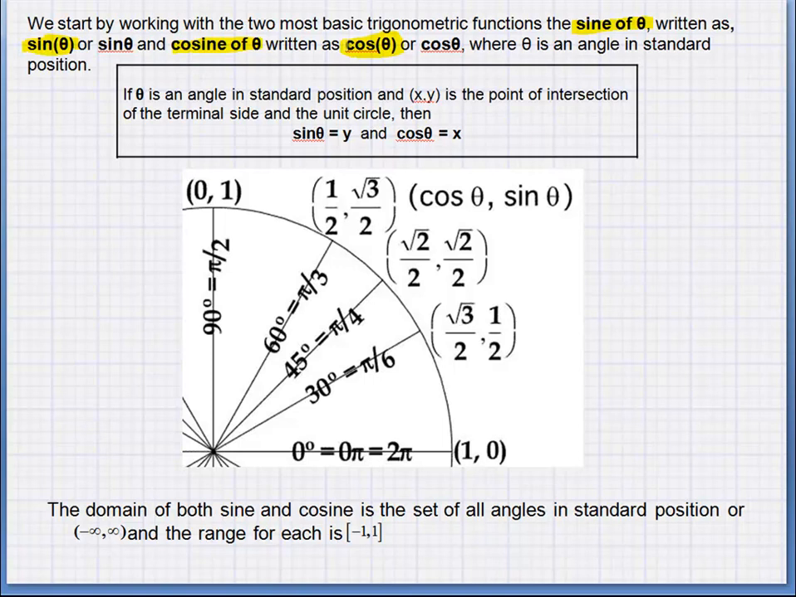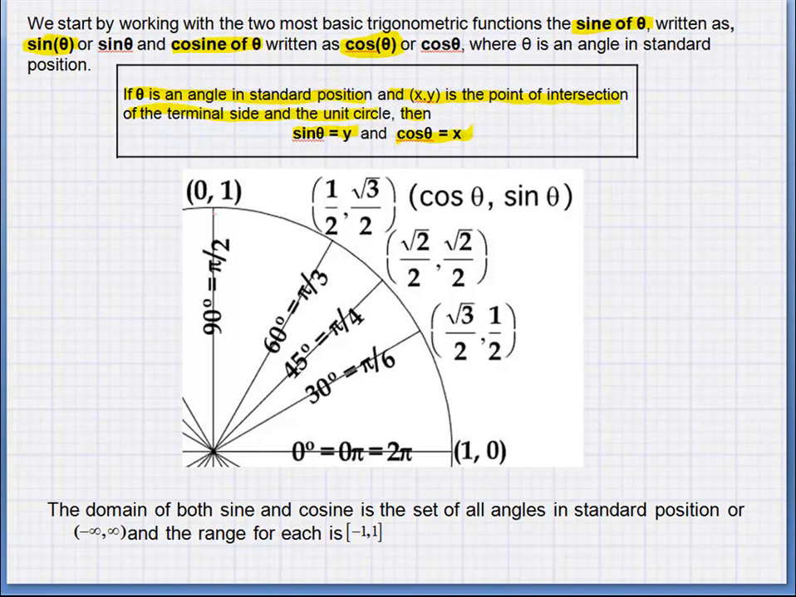Now we define these in this way. If theta is an angle in standard position, and (x, y) is the point of intersection of the terminal side with the unit circle, then the sine of theta equals the y coordinate of that intersection, and the cosine of theta equals the x coordinate of that intersection. So here's the idea. We're looking at, say, a unit circle.